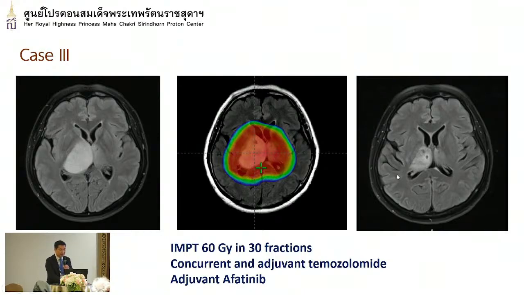This is the follow-up imaging. Sometimes we can use proton therapy in combination with surgery. Sometimes we can use proton therapy alone as the radiation treatment, and we can also use proton therapy in combination with other treatments like chemotherapy.